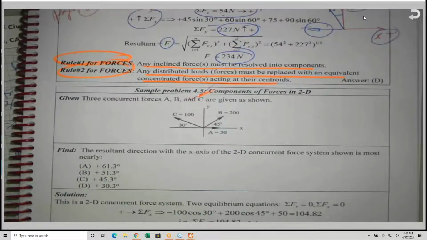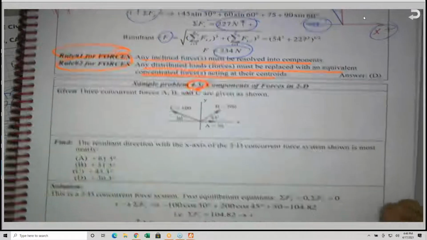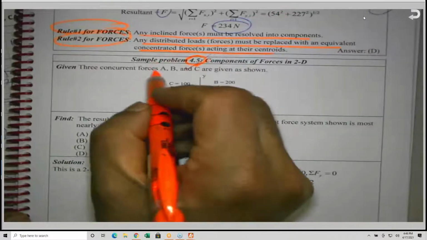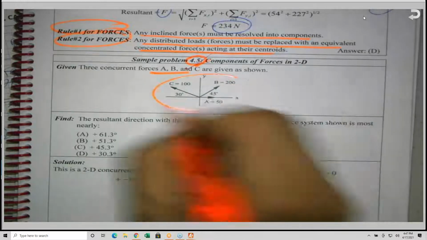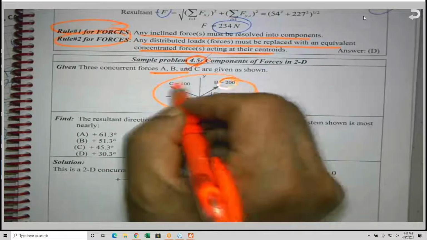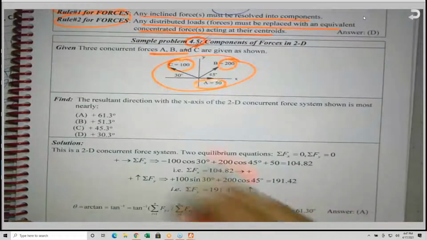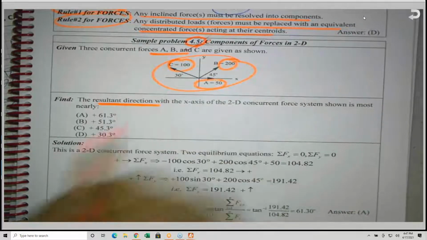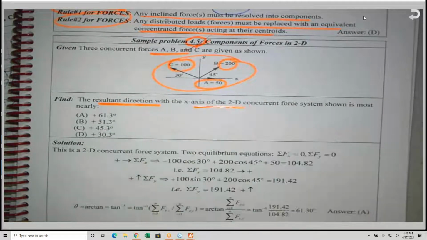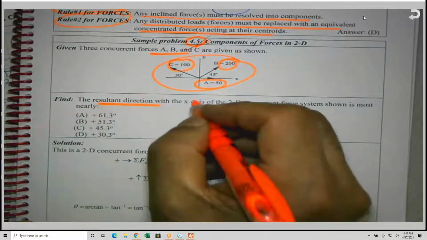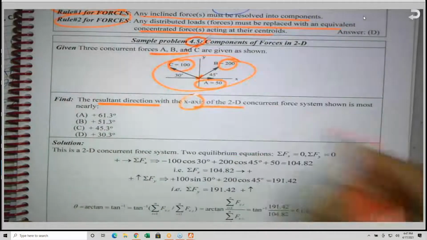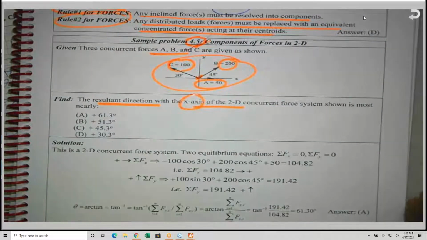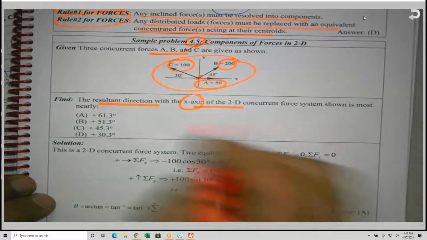If you look at problem 4.5, it is giving 3 concurrent forces, A, B and C, as shown, and it is asking for the resultant direction with the X. We need to pay attention because these 3 concurrent forces will be replaced by one force, but I need only the direction.